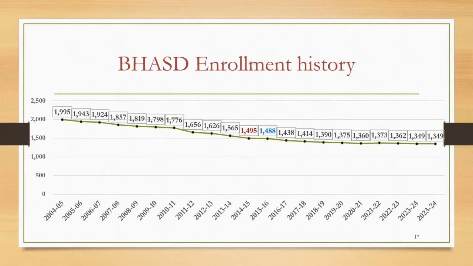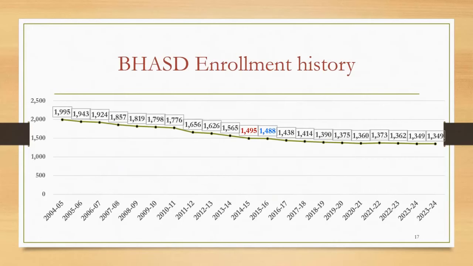And so at this point, right now, we're at 1495 students. We're anticipating for next year 1488. So a slight decline. The reason why it's not a major one is that we have a small graduating class this year. Our typical graduating class has been around 150. This year it's at 120.